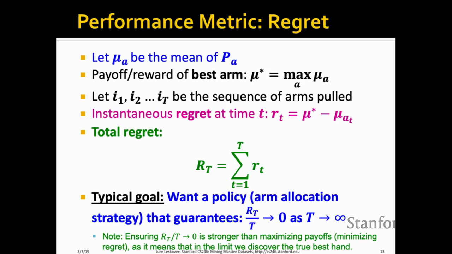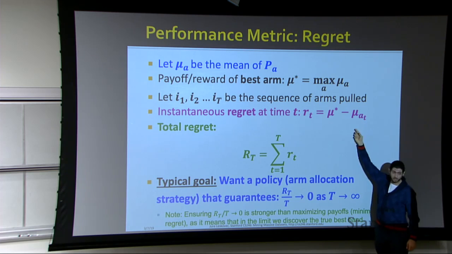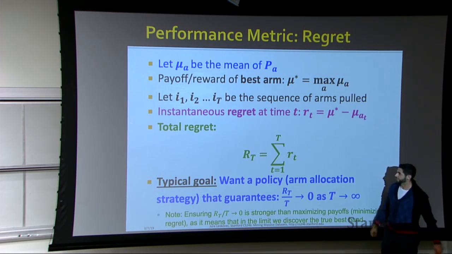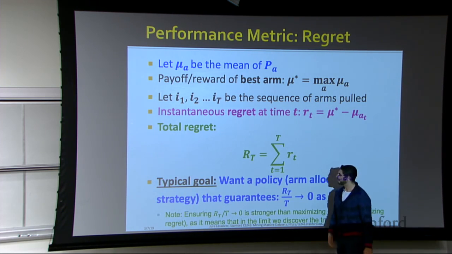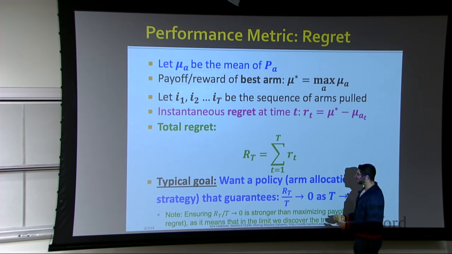And then we pull different arms until time t. At each time step, we can compute the instantaneous regret, okay? The instantaneous regret at time t is nothing but the difference between the best possible outcome, mu star, so our max, minus the mu of a, the arm that you picked at time t. And how do you compute the total regret? You just do a sum over all the time steps that we are taking into account in our experiment, okay?